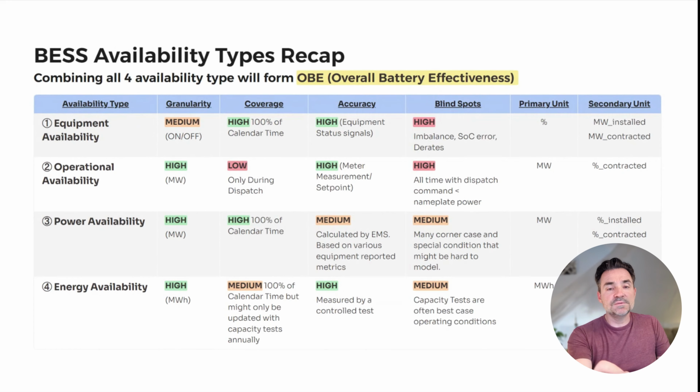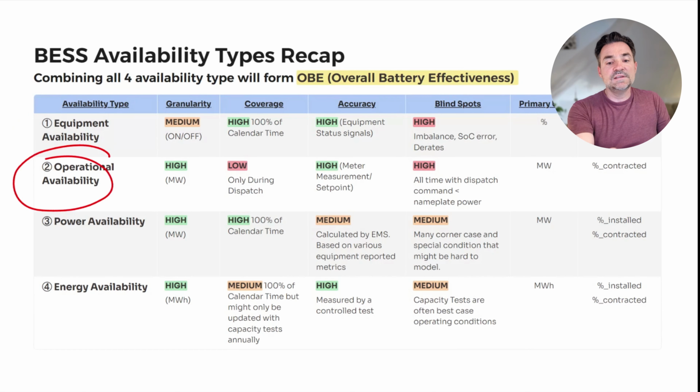So we reviewed the three primary types of ways to measure the availability of your BESS. The equipment availability, that's your equipment online or not. And we look at this from a battery rack perspective and its ability to actually deliver. The operational availability, it's your ability to follow set points.